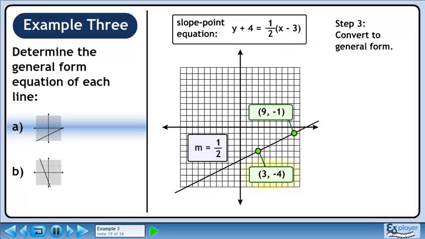In step 3, we'll convert the slope-point equation to general form. Let's bring back the equation we just found. Multiply both sides by 2 to eliminate the fractions. On the right side, the 2's cancel out. Simplifying yields 2y plus 8 equals x minus 3.